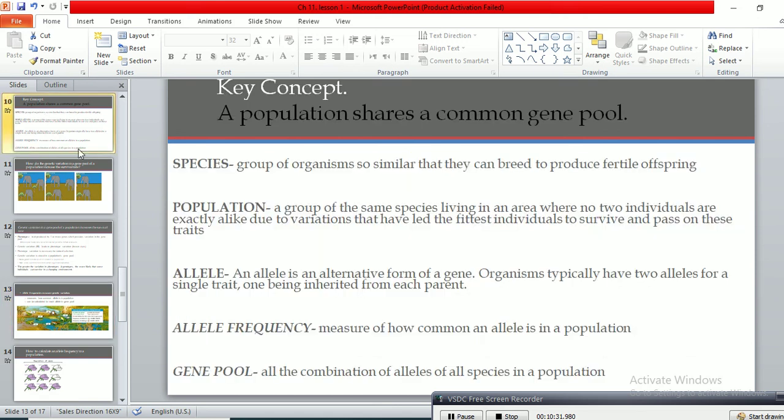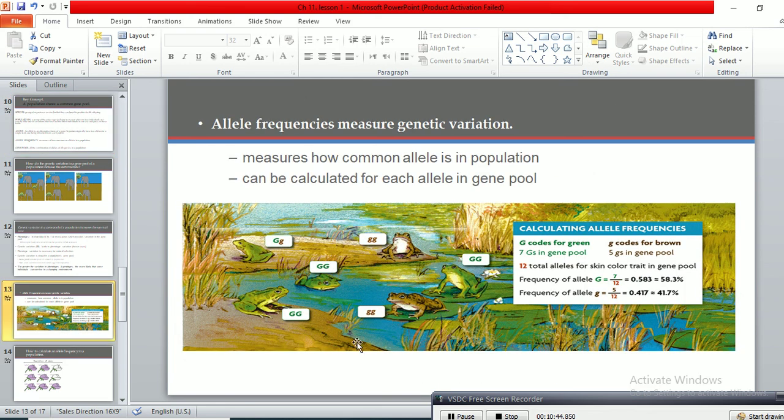Gene pool: all the combinations of alleles of all species in a population. And if you see here, the combination of all these alleles, which is capital G, small g, capital G, small g, these are different combinations of alleles, right? The group of combinations of all those alleles is called the gene pool. Okay?